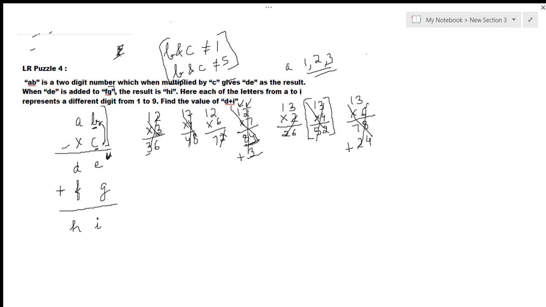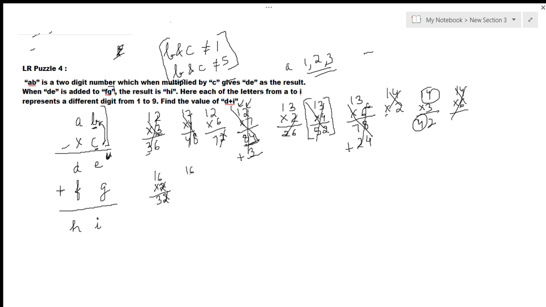Anyway, we move to 14. 14 into 2, 28. Not possible. 14 into 3, 42. Not possible. 14 into 4, not possible. How can I repeat 4? 14 into 5, 5 can't come. 14 into 6, not possible. So ultimately, 14 has also been eliminated. Can we write 15? Certainly not. B cannot take the place of 5. Now, what if we take 16? 16 into 2, 32. Not possible.